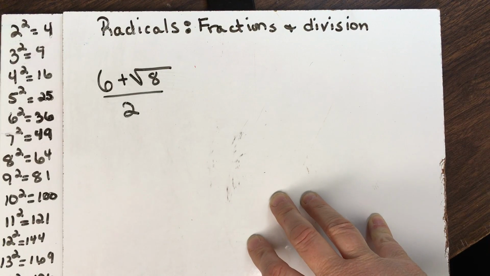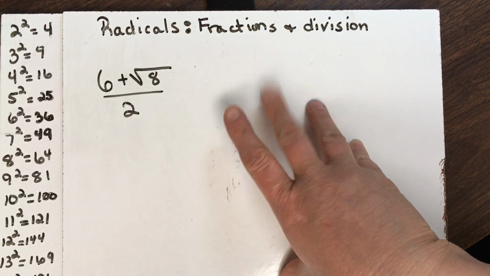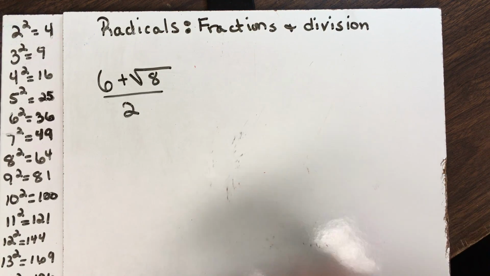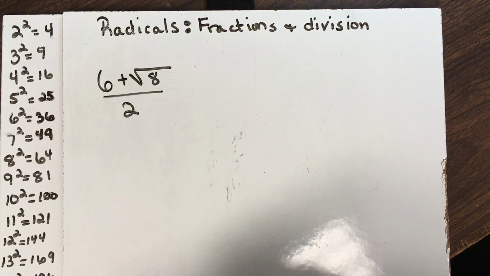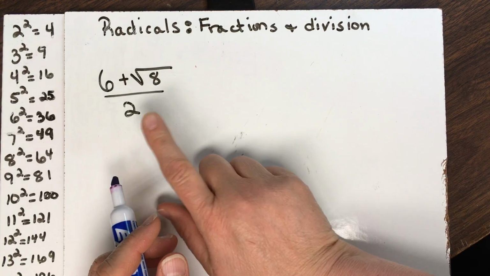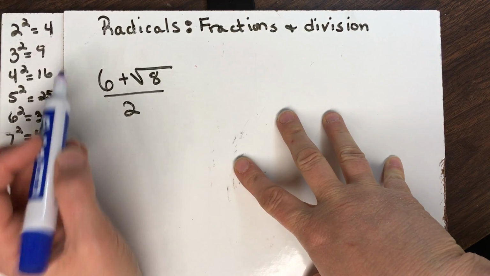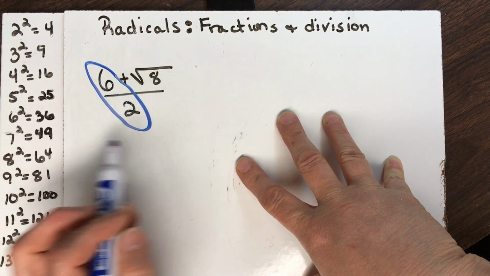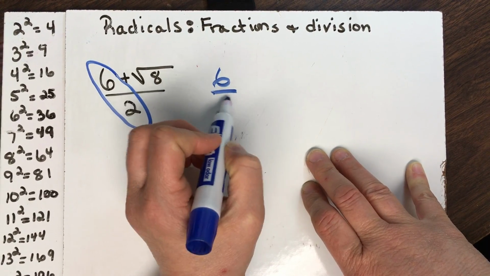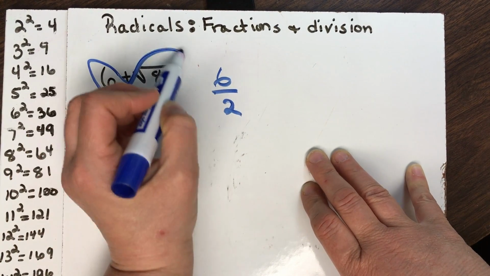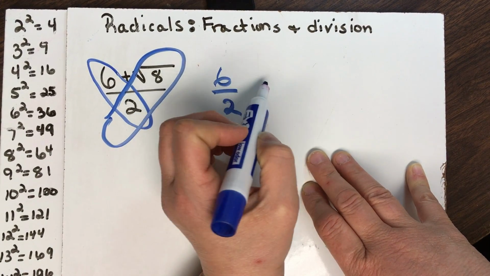Alright, so today we're looking at radicals, and we're going to be using fractions and division of those radicals. So let's take a look at this one. We want to split this up into two separate fractions. So here's one, and here's your other one that we're looking at.